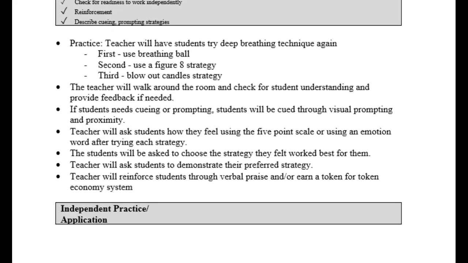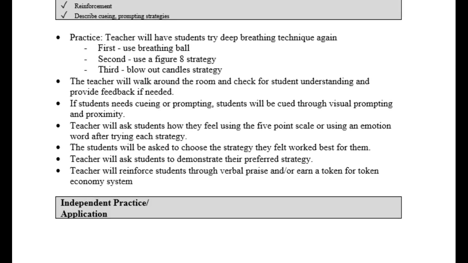During that guided practice, they're going to practice each of those techniques, using the breathing ball, using a figure 8 strategy, blowing out candles. And the teacher is going to walk around the room and check for student understanding and provide feedback as needed. If the students need cueing or prompting, they're going to be cued through visual prompting and proximity. And the teacher is going to ask the students how they feel using the 5-point scale or using an emotion word after trying each strategy.